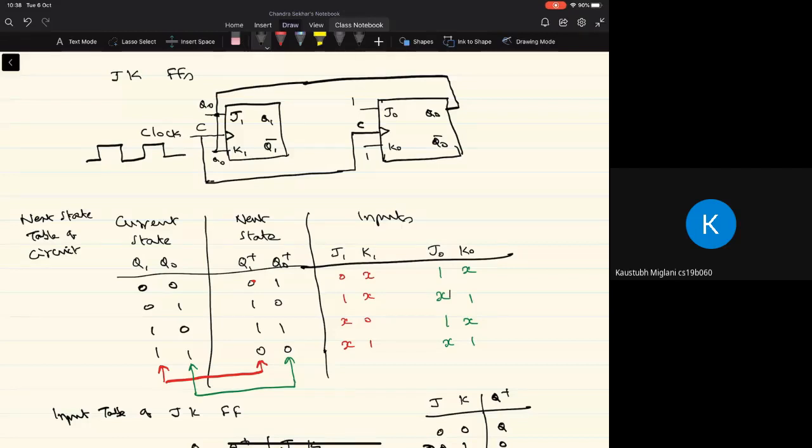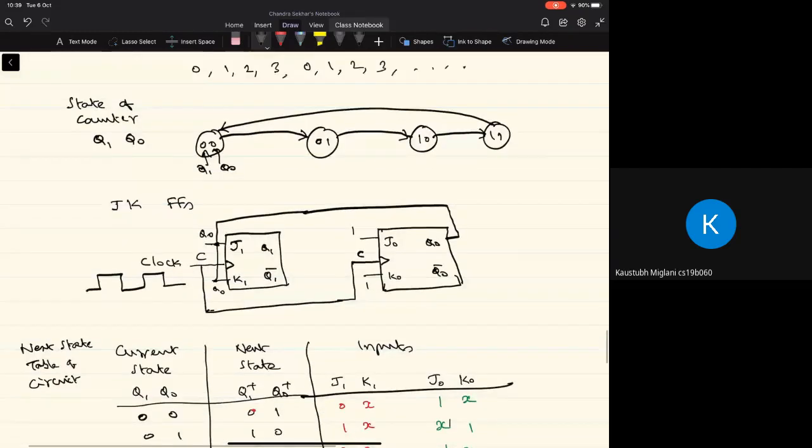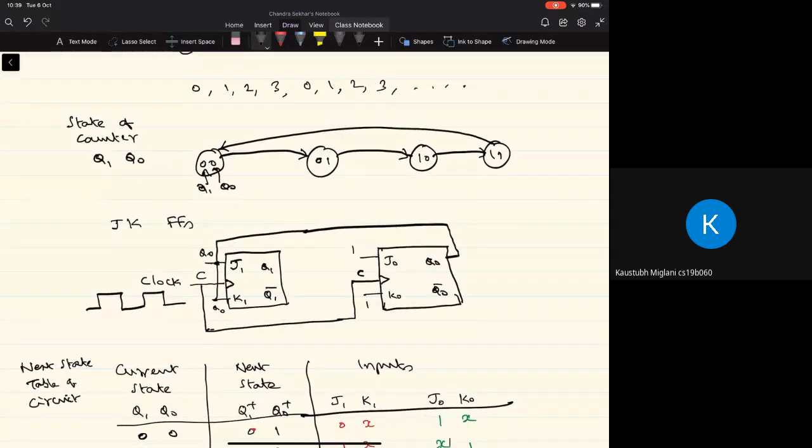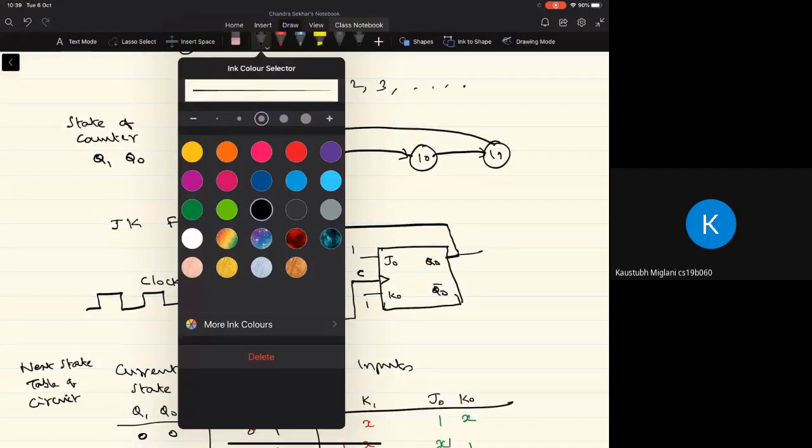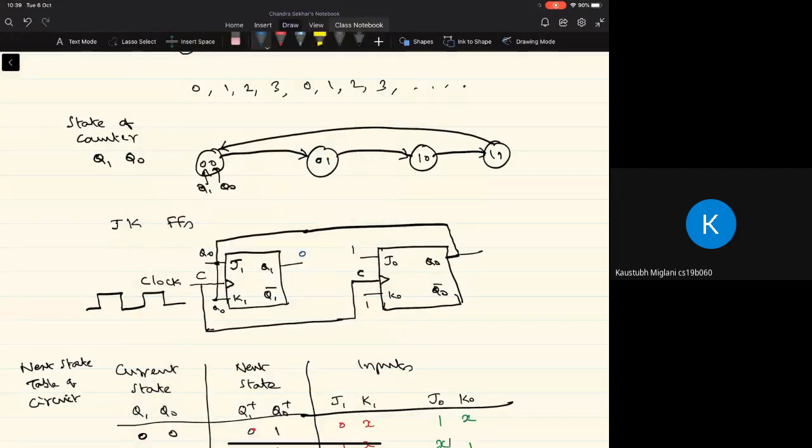Okay. Now let's see whether the circuit will really behave as we want. So what do we want? If Q1, Q0 is 0, 0, and if the clock signal comes, we want it to change to 0, 1, right? Will that happen now? So the output of the circuit is given by Q1 and Q0. So let me just mark it a different term. So let's say this is 0, 0.